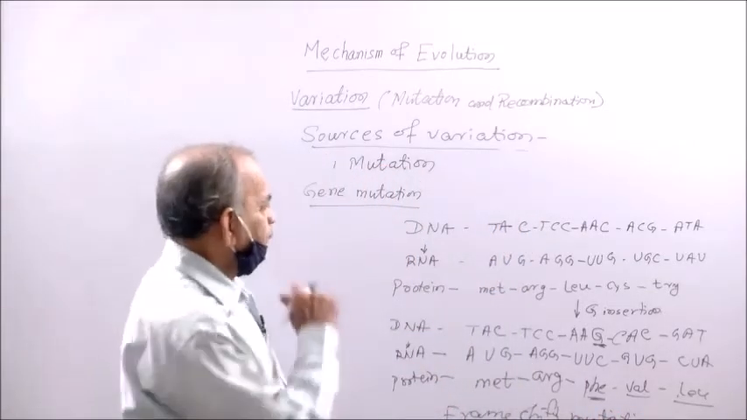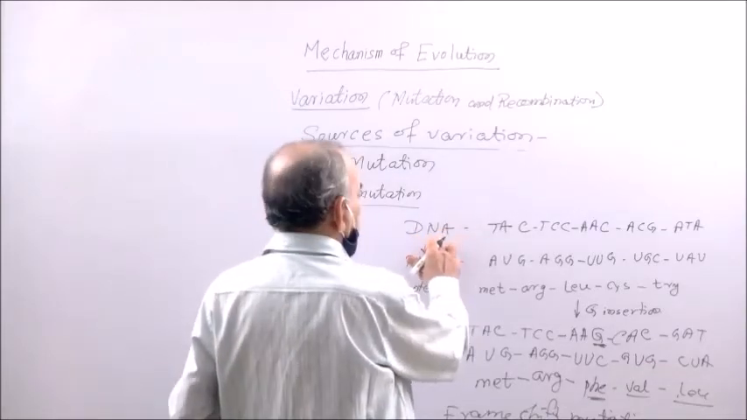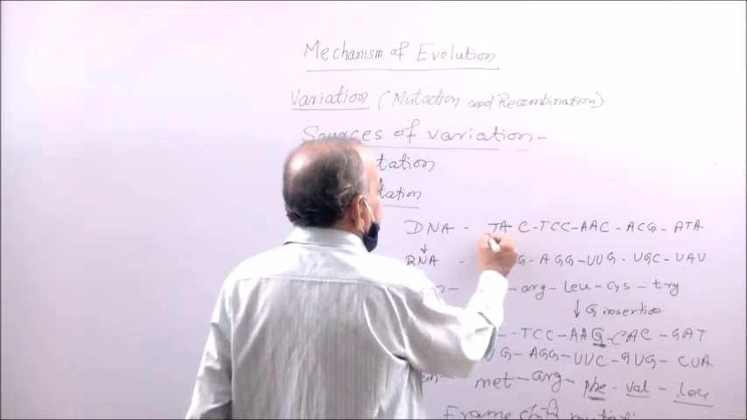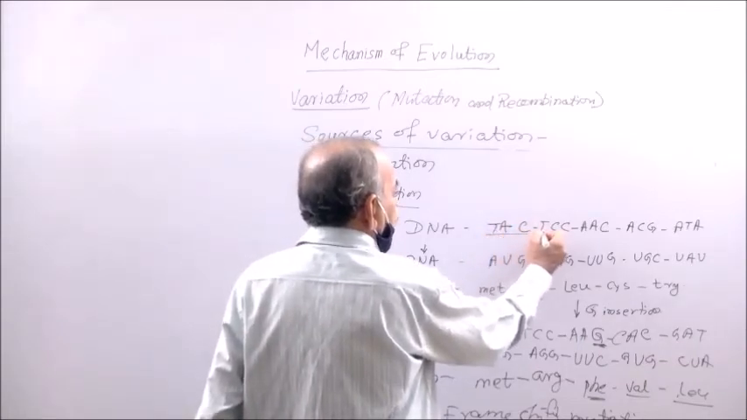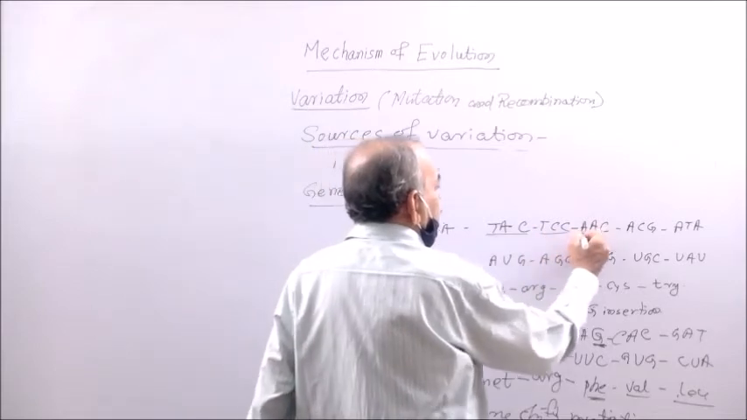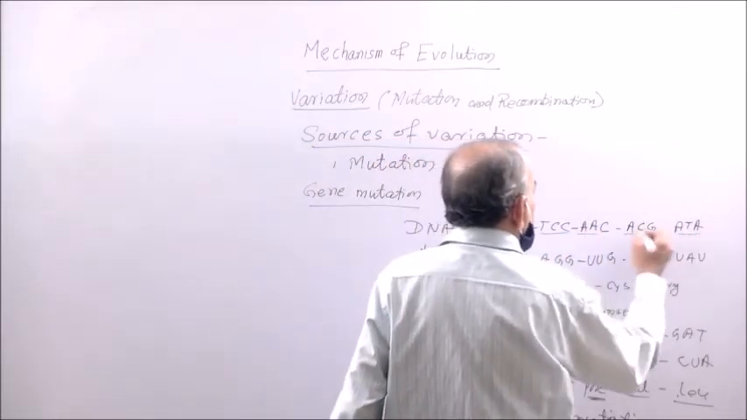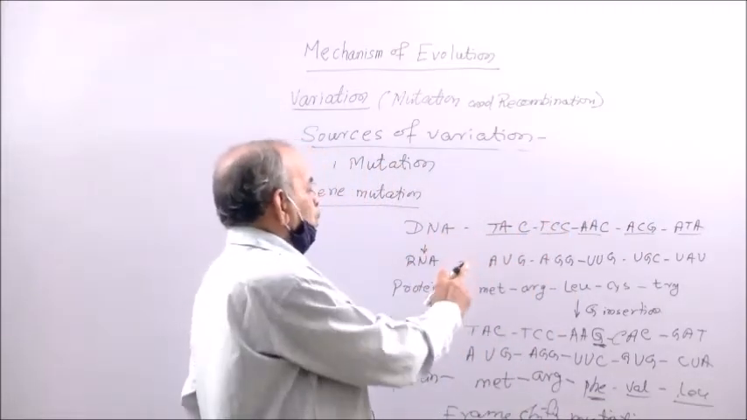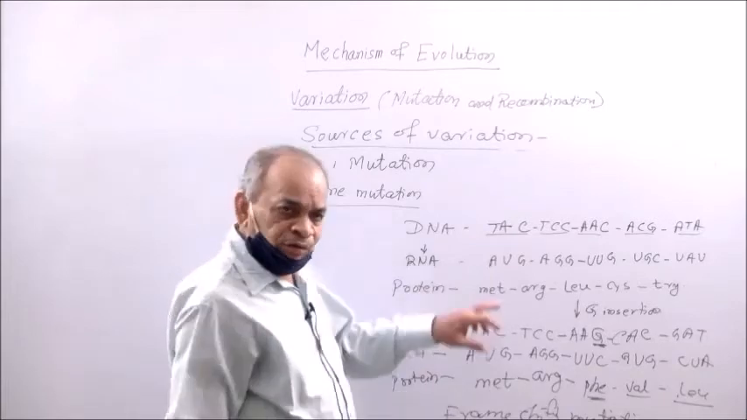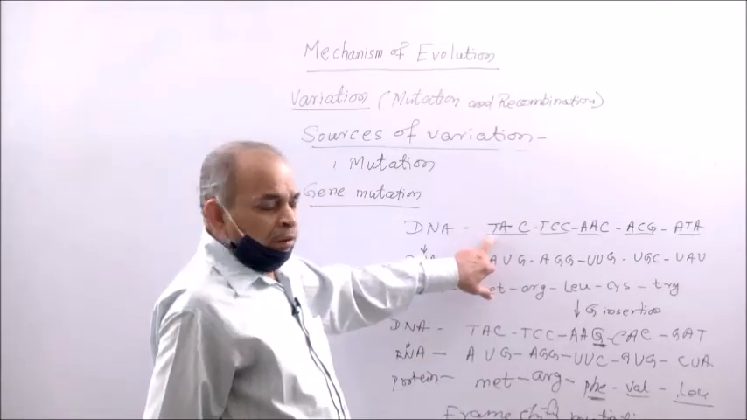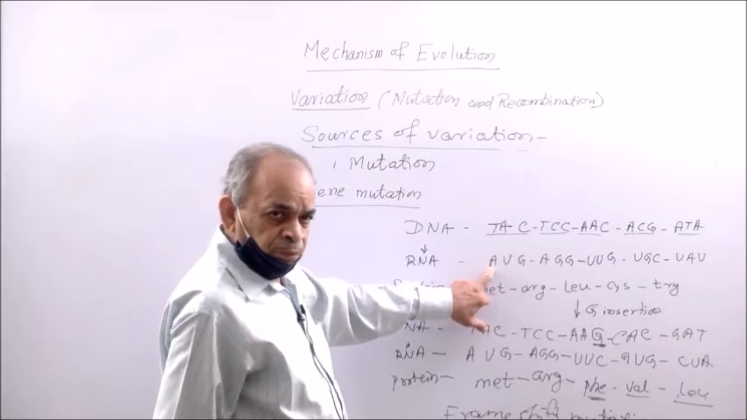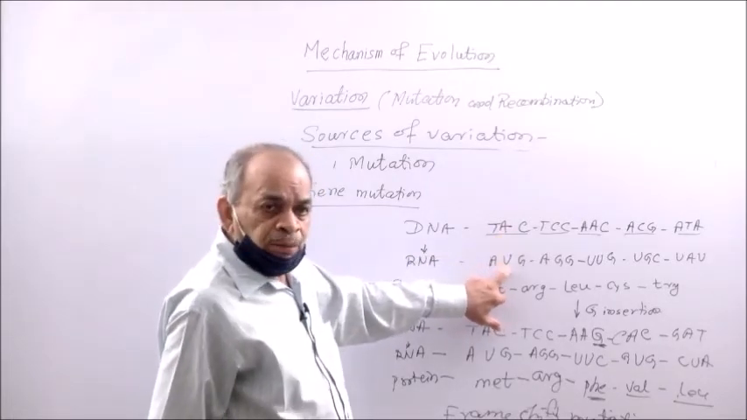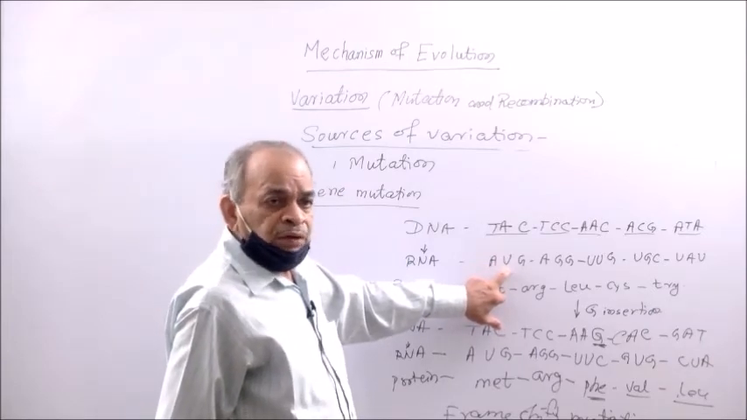So now you can see here, this is the DNA having the codons TAC, because triplet codon, TCC, AAC, ACG, ATA. So this is the normal sequence example. Now from this RNA is synthesized. See, thymine is replaced by, pairs with A. Then from A, instead of thymine, in RNA uracil is present.